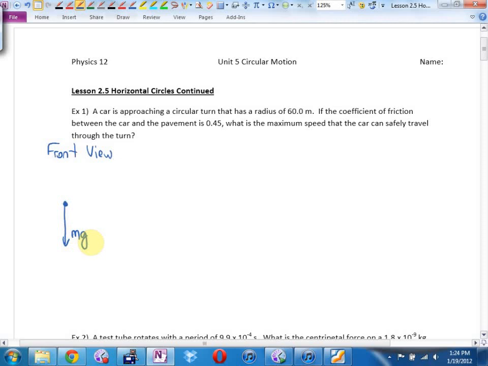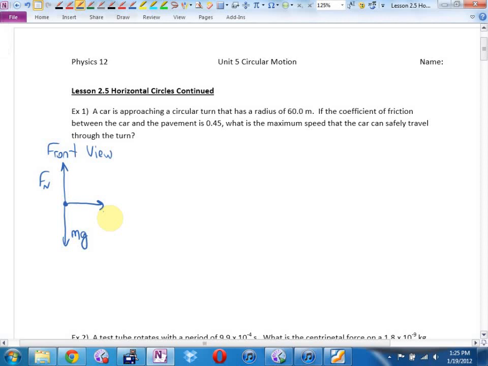Is the car sinking into the ground? Yeah, Jess? Yep, absolutely. Now, it's also going around a corner. Let's assume that the corner it's traveling is in this direction here. So, if you're going around a corner, there has to be a force pushing you towards the center. What force pushes you around a corner?